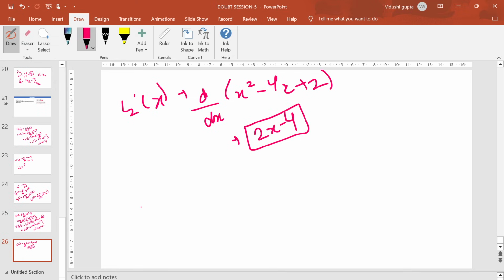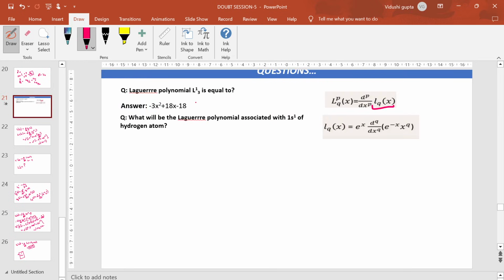Now similarly solve for L13X, and also for the associated ones with n equals 1.